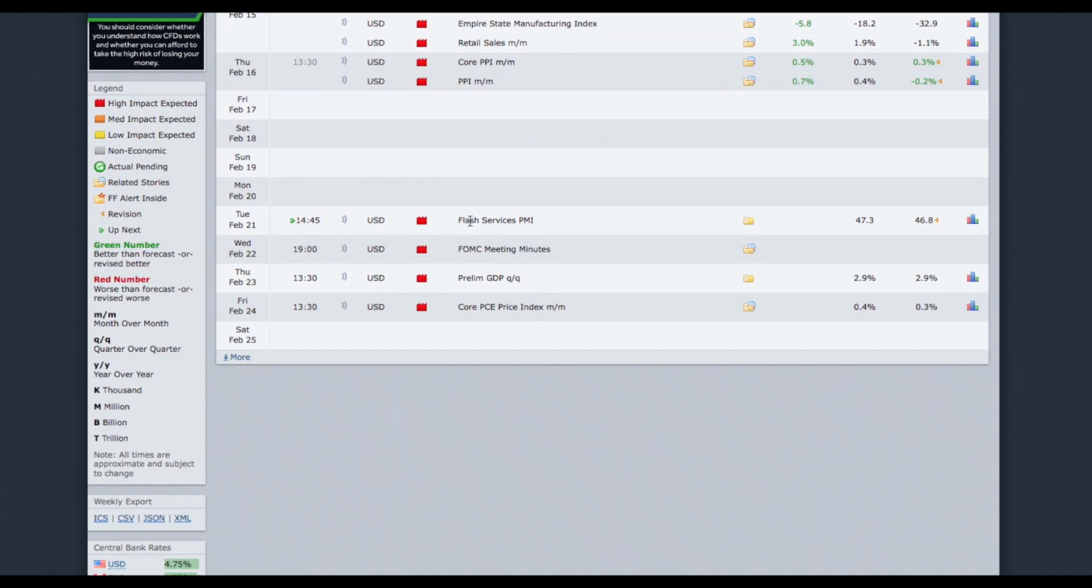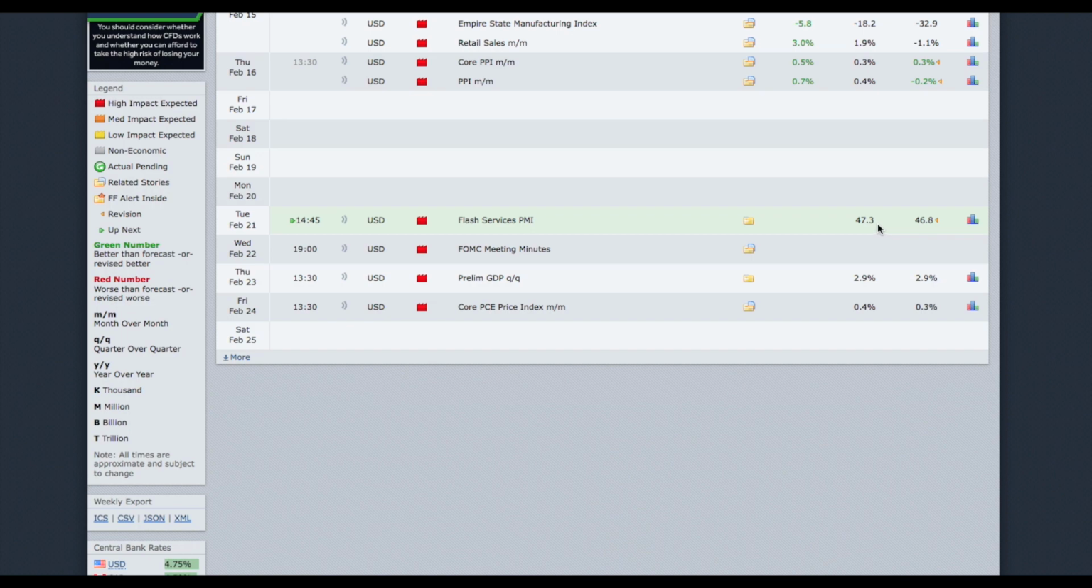The news that we have tomorrow is the flash services PMI. It will be coming out at 2:45. I'm in the UK, so that's 2 p.m. and 45 minutes, or 2:45. Depending on where you are, you need to find the corresponding time zone for you. What is expected is 47.3. That is what they're saying, so we need to wait to see what the actual data is.